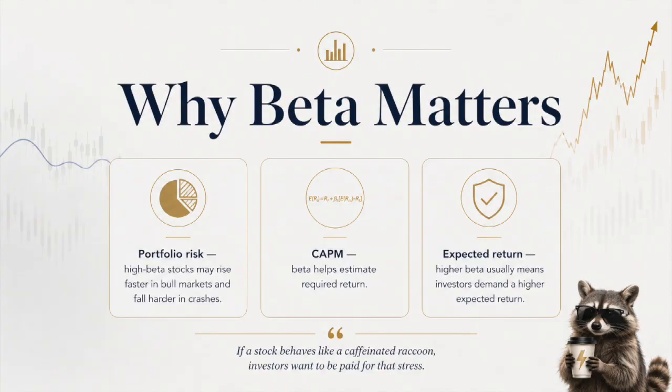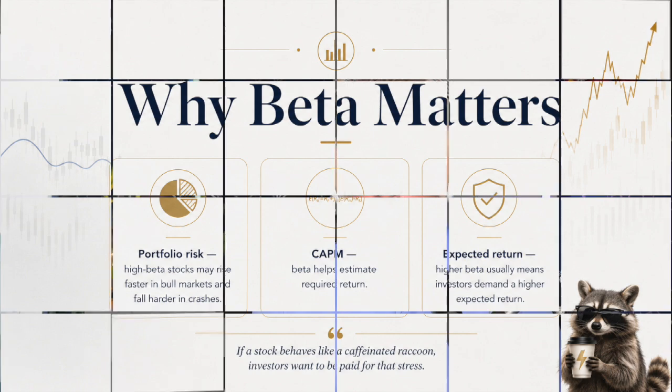So why is it important? Investors use beta to understand portfolio risk. If you own several high beta stocks, your portfolio may rise faster in a bull market, but fall harder in a bear market. Beta also appears in the CAPM model, which I will explain later, where investors estimate the required rate of return on the stock. Higher beta usually means that investors demand a higher expected return.